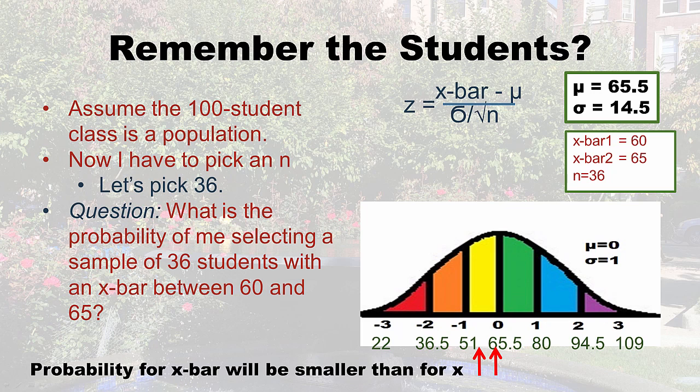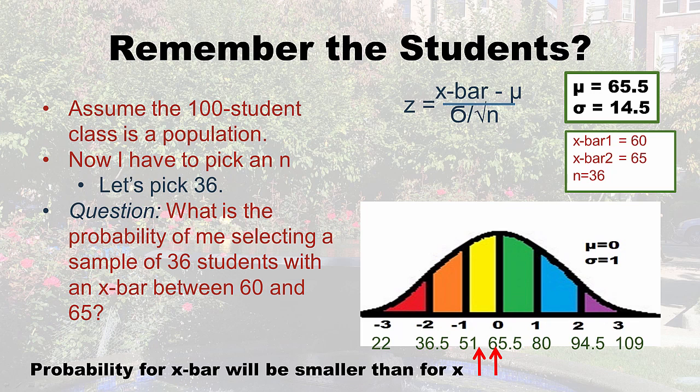This time I decided to choose the n of 36. You'll notice that I always choose perfect squares for n's because you have to take the square root and I'm just lazy. So, okay, here's our question. What is the probability of me selecting a sample of 36 students with an x bar between 60 and 65? And I drew this picture up here to remind you that that's going to be on the left side of mu. We're going to be dealing with negative z's, right?